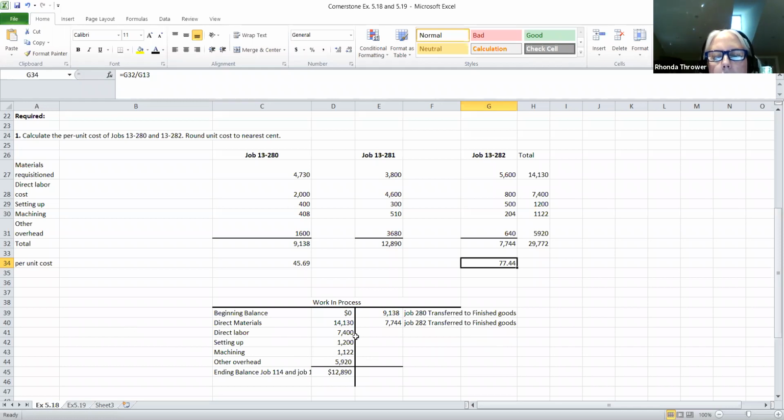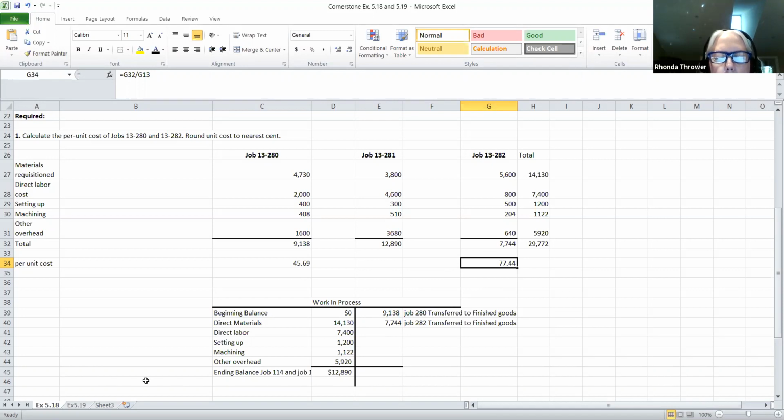Also, at the end of the period, we had completed job number 280. So notice that the total of job number 280 is credited to the work in process account, because we finished with job number 280 and we're going to send it to finished goods. We've also finished job 282, so it was also credited to work in process.